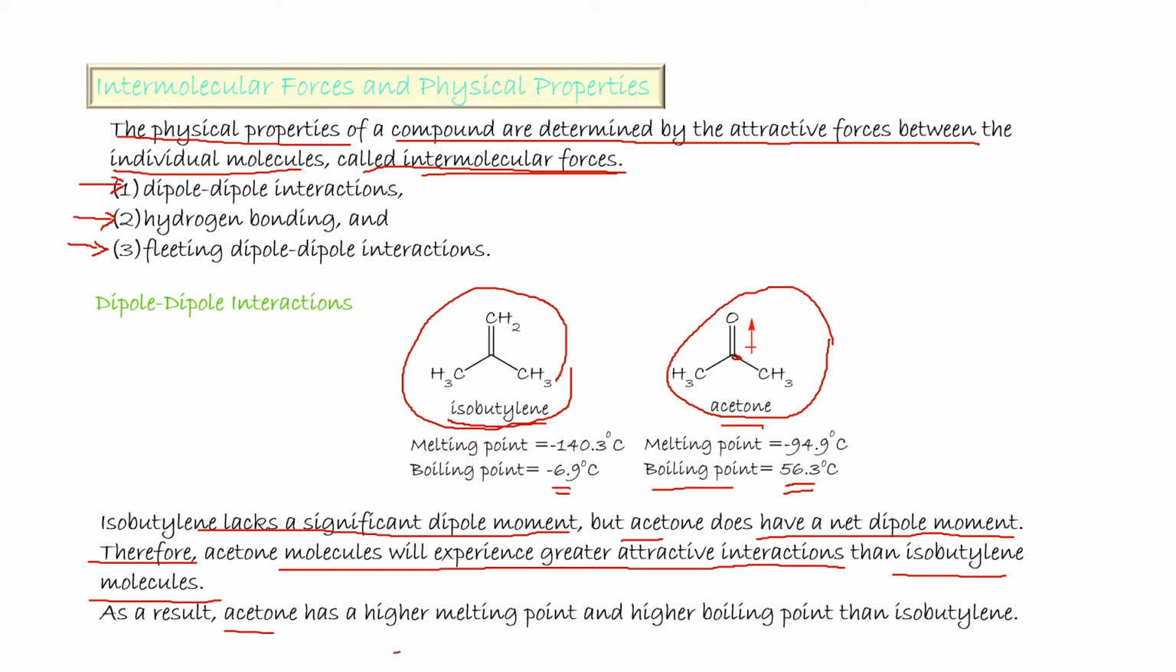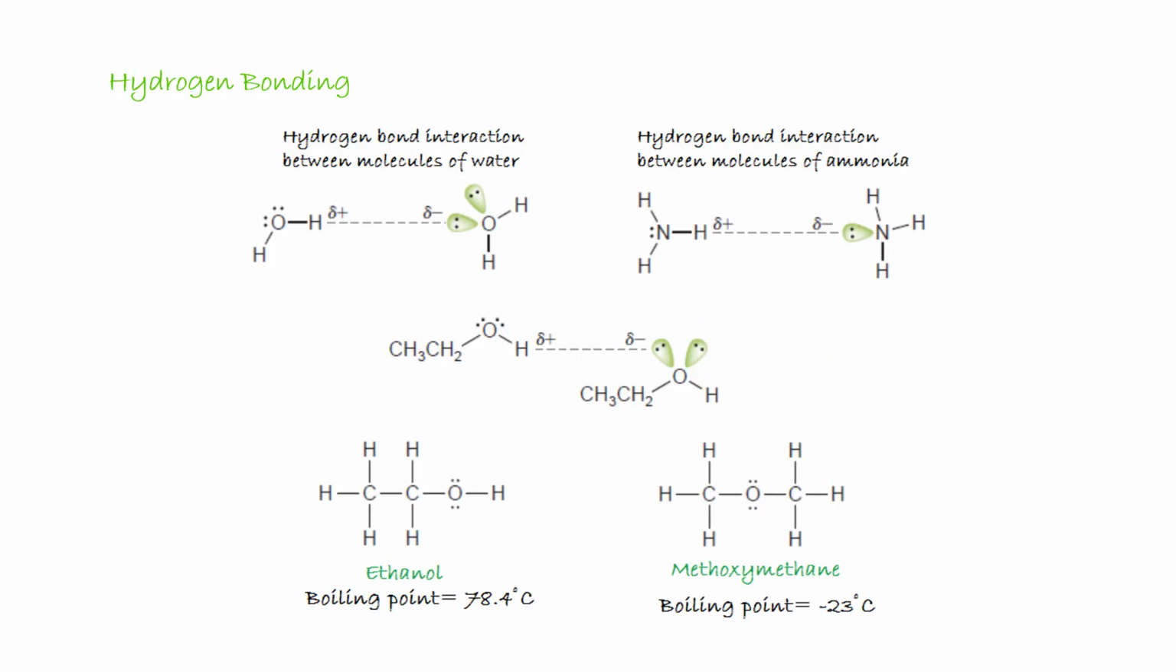Acetone has a higher melting point as well as a higher boiling point. Hydrogen bonding between the partially positive charged and partially negatively charged species. Here, in hydrogen bonding, between the oxygen with partial negative and the hydrogen with partial positive, in water is stronger than in ammonia. It is present in ammonia, but here it is stronger than that.